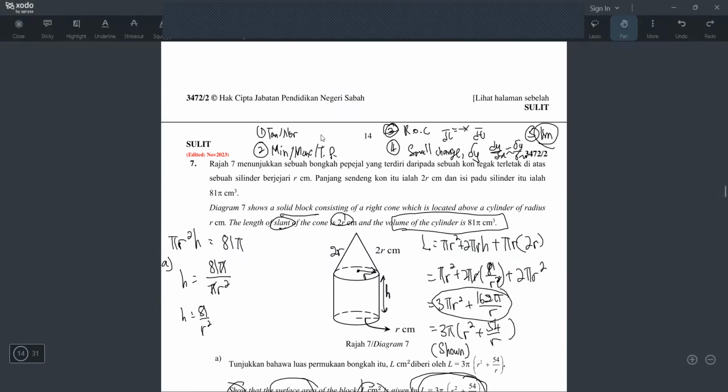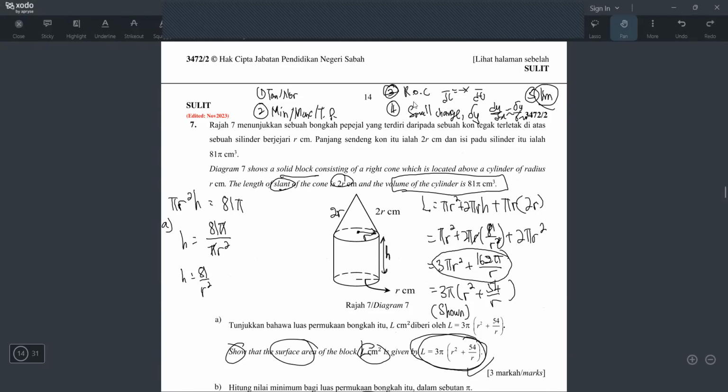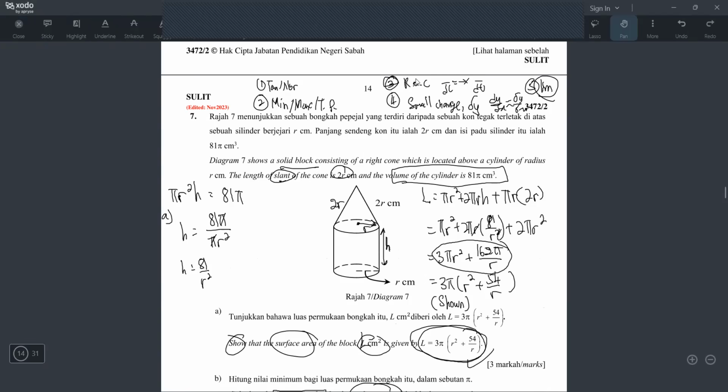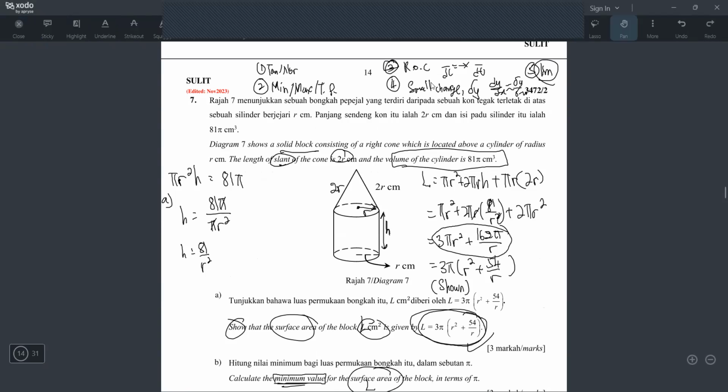Which type of question? Type 4. So this question actually asks a lot of types of question in one question. Okay, so differentiation, they ask small change. And what is the small change formula? You have to memorize dy/dx equals delta y over delta x. Of course, if it's dL/dr, then it will be delta L over delta R.